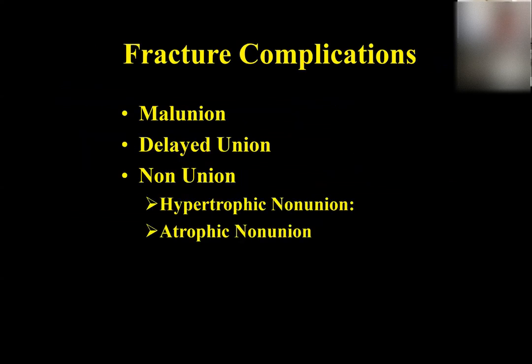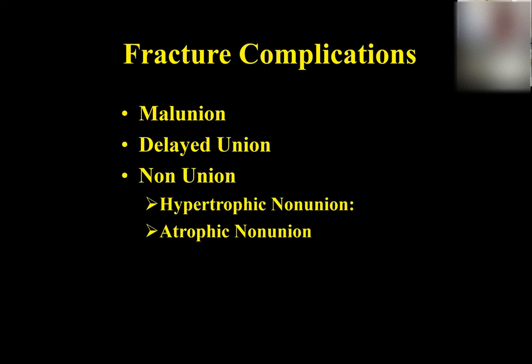Okay. Now let's talk about a couple of definitions that you need to know too. So a malunion fracture is a fracture that has healed, but it is healed in an abnormal anatomic position. So if I have a fracture of a long bone like that, and it's healed like this, or it's healed like this, a little bit of bowing one way or the other, but it's healed, that's called a malunion fracture.